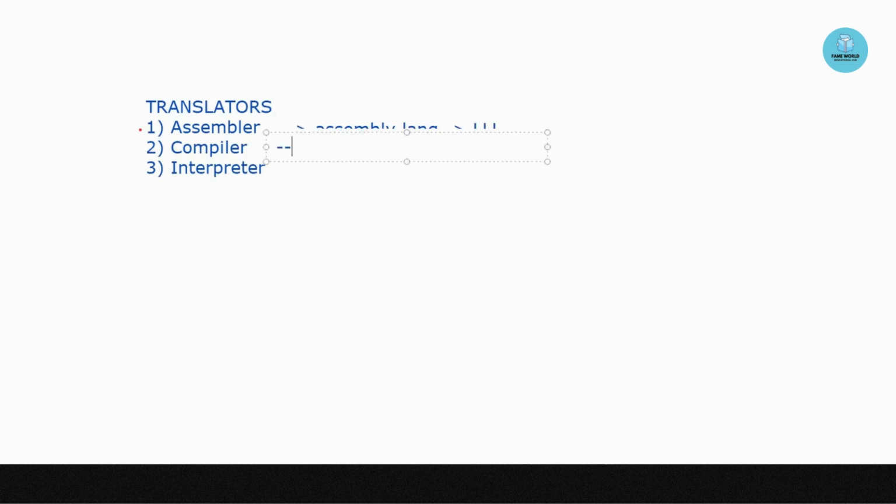But when we talk about compiler and interpreter, both are used for the same purpose, and that is to convert the high level code to machine level or low level language. So assembler, compiler, and interpreter are the three different types of translators. The assembler is used for the conversion of assembly language to low level language, whereas compiler and interpreter both are used for the conversion of high level language to low level language and vice versa.